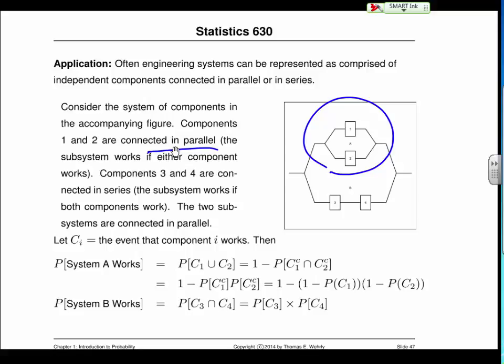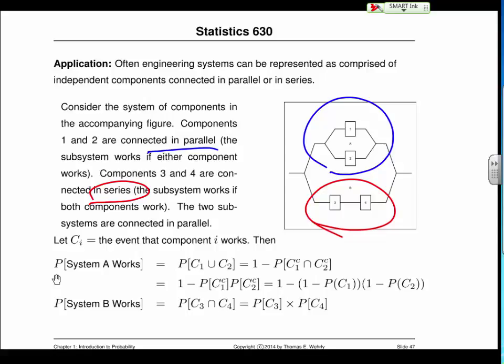Now if we go down to subsystem B, we see that to get from left to right, we have to go through both 3 and 4. And so that's what we call a system connected in series. And that subsystem will work only if both of them work. So let's see if we can figure out the probability that this system will work.